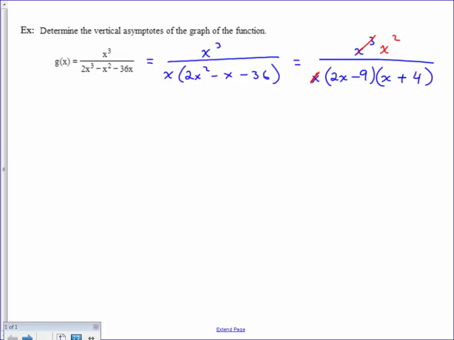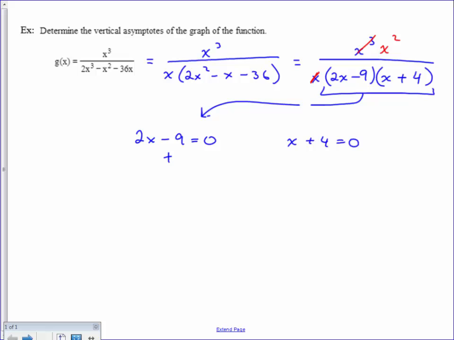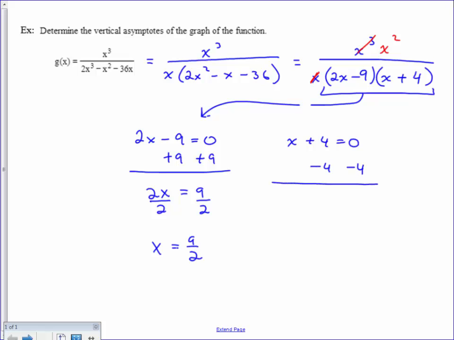Once you have canceled, you're going to set each of the factors left in the denominator equal to 0. So we would do 2x minus 9 equals 0, and we would also do x plus 4 equals 0. Solving here, I would add over the 9. So we have 2x is equal to 9, divide by 2. We have x equals 9/2. Here, subtract over the 4, and we have x equals -4.